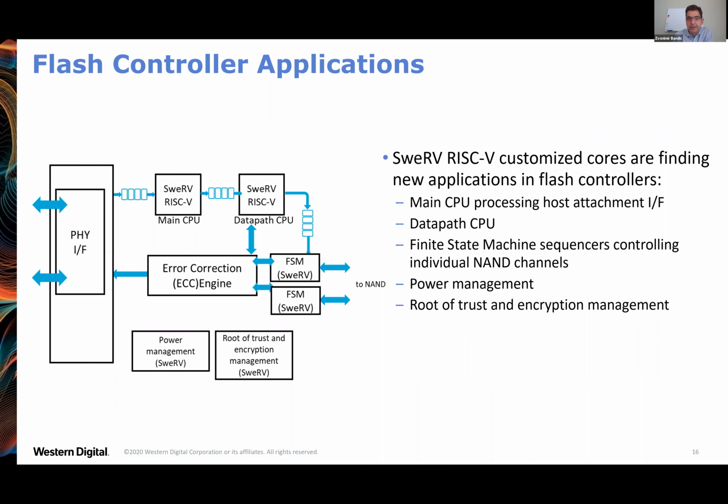We have described a range of SWERV RISC-V customized cores. They are finding new applications in flash controllers, like the main CPU, the datapath CPU, finite state machines, sequencers for individual NAND channels, power management, and root of trust. And I should point out that the open source root of trust project called OpenTitan is also using a RISC-V core called Ibex.